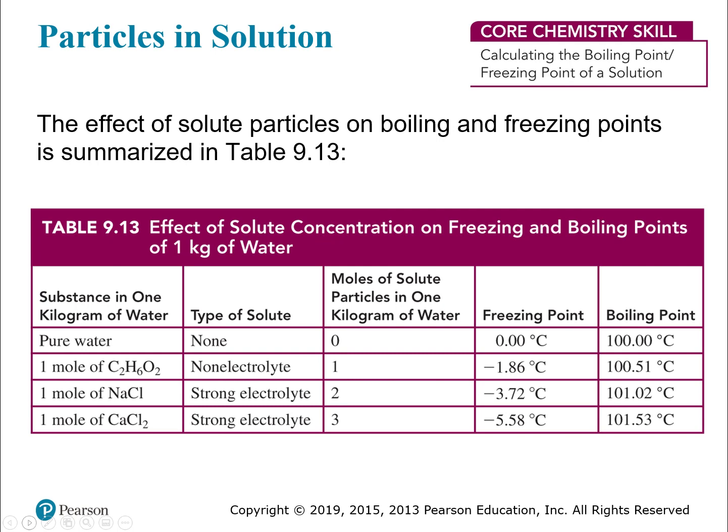This is important because, again, when we're talking about boiling and freezing, the amount of solute in the solvent affects how much the freezing point will be lowered and how much the boiling point will be elevated. So comparing pure water, which has a freezing point of 0 degrees Celsius and 100 degrees Celsius for a boiling point, if you have 1 mole of particles in solution, the new freezing point is negative 1.86 degrees Celsius. The new boiling point is 100.51 degrees Celsius.